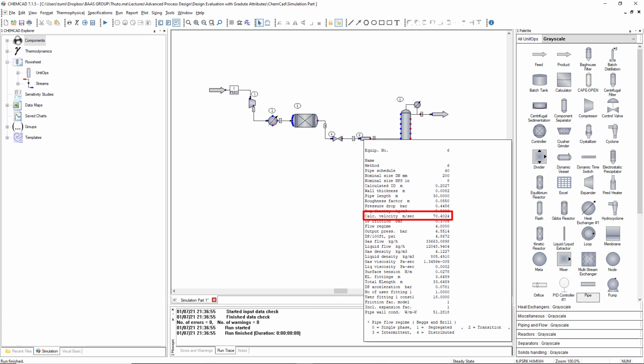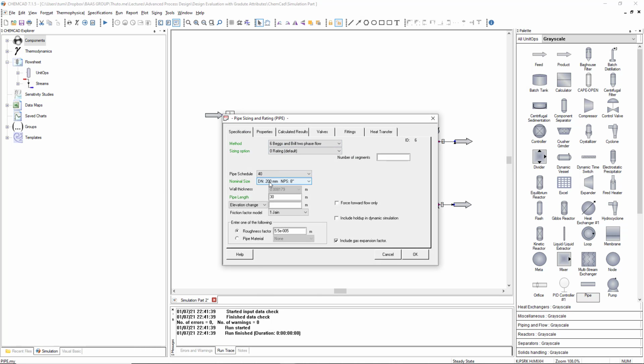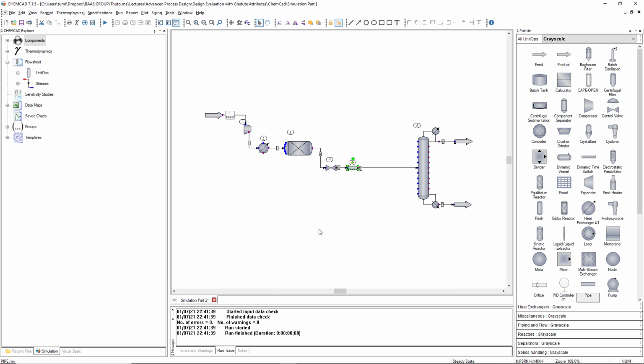This is way too high. Remember from pump specification lessons that, as a rule of thumb, the liquid velocity should be between 1 and 4 meters per second. We will have to change the nominal diameter of the pipe to get a more reasonable velocity. Clearly 200 mm is too small. Let us choose the highest nominal diameter of 900 mm, and run the simulation to see what would be the liquid velocity. The velocity is now at a reasonable value of 3.77 meters per second.